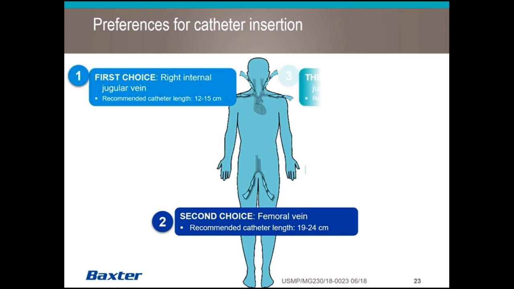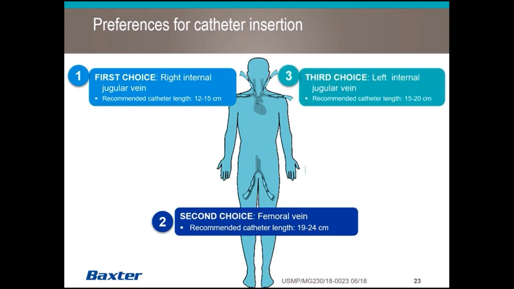As a third choice, if the right IJ or femoral is not available, the left IJ with a recommended catheter length of 15 to 20. Since it has to go across and down into the heart, it is recommended that it's a little bit longer. So first choice, right IJ, 12 to 15 centimeters. Second choice, femoral, 19 to 24 centimeters. And third choice, left IJ, 15 to 20.